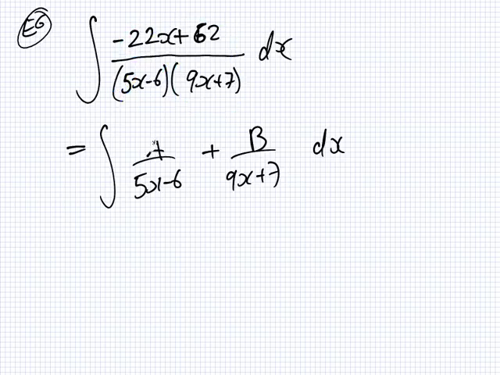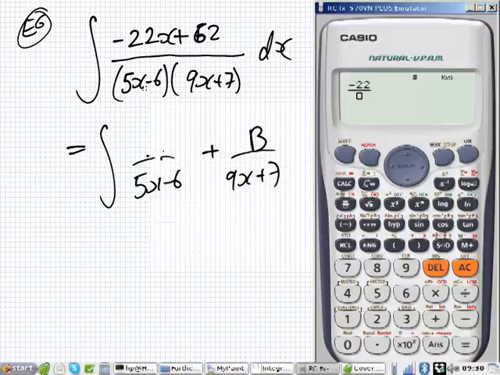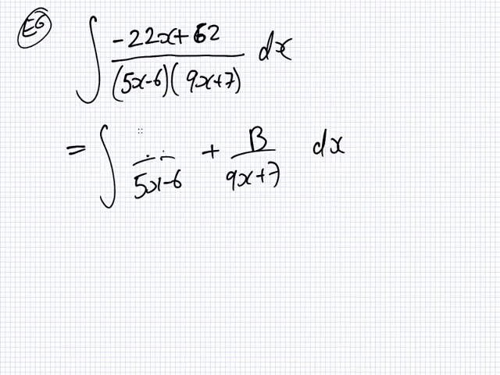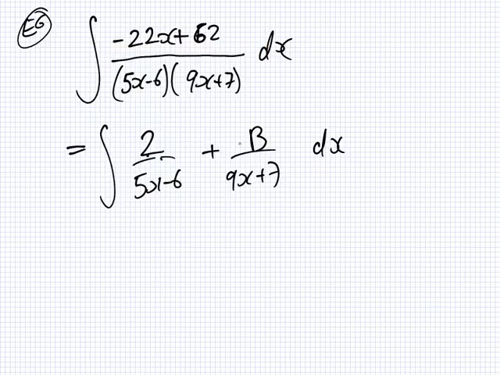And then what you do, I can show you with the calculator. You put x equal to 6 over 5, the value of this that you've just covered up. So minus 22 times 6 over 5 plus 62 over 9 times 6 over 5 plus 7. And this gives us the A. So it's a very quick way to get the A. A is 2. And then likewise we can get the B.